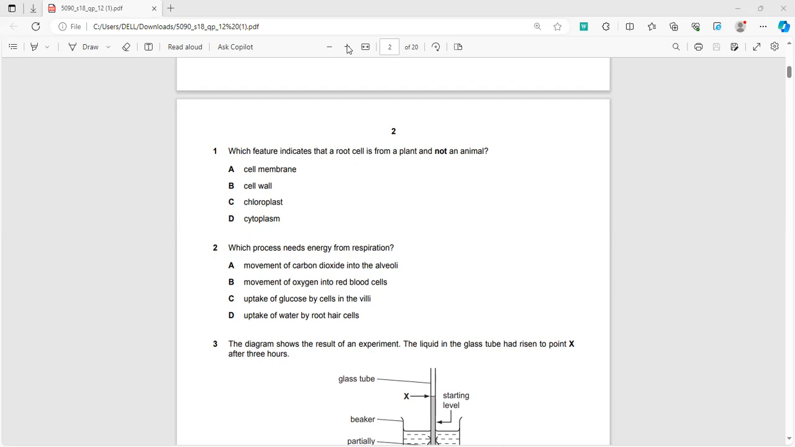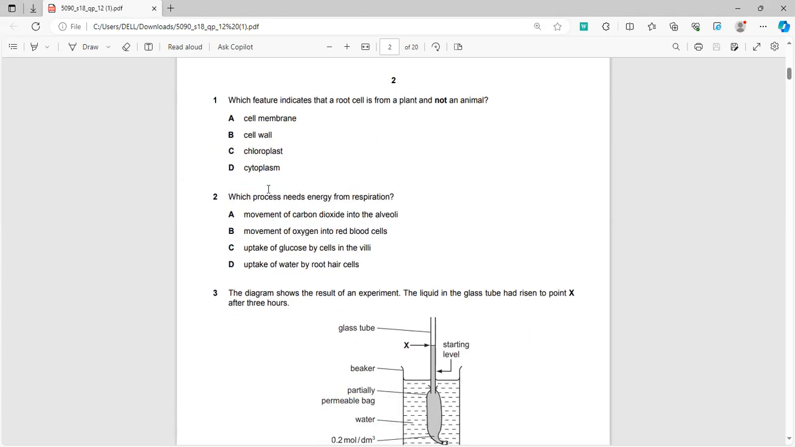In question number 1, we have to distinguish between the root hair cell, and we all know that the root hair cell is a part of a plant. The only thing which differentiates a plant cell from an animal cell is the cell wall, and the cell wall is responsible for the rigidity which it provides to the plant. Which process needs energy from respiration? Whenever you're going against the gradient, for example, in active transport, you require energy.